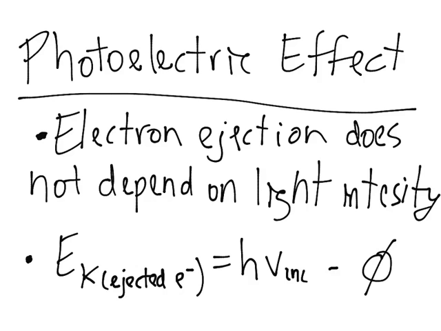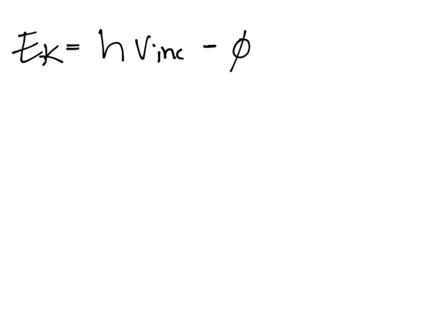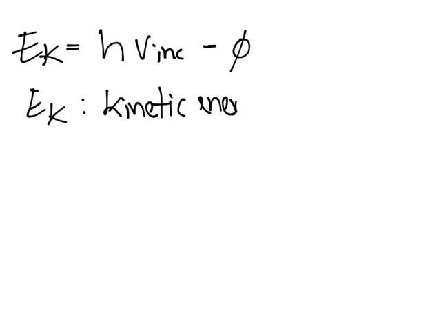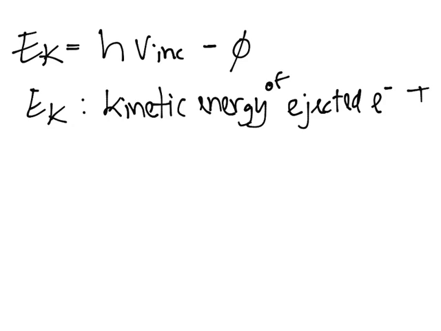So let me explain each factor of the equation. We have first our kinetic energy is equal to h v incident minus our work function. So I already said the first thing is the kinetic energy, and that is the kinetic energy of the ejected electrons. And well, it's going to be in joules because it's simply energy.